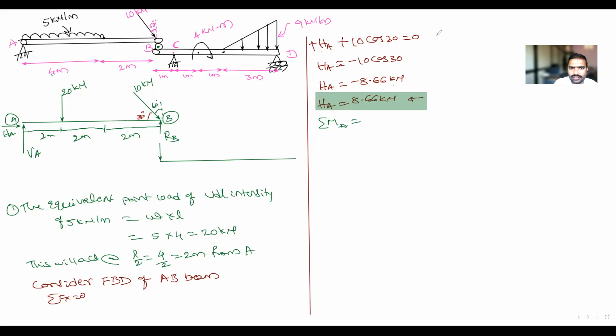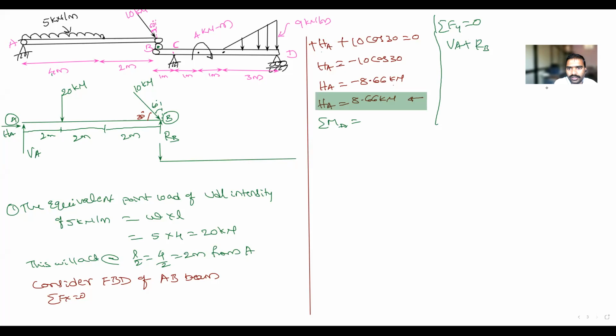You can take sigma Fy also. Yes, I will take sigma Fy equal to 0. Good. Now, what are the vertical forces? Vertical is VA plus RB. RB is also moving in the upward direction, correct?